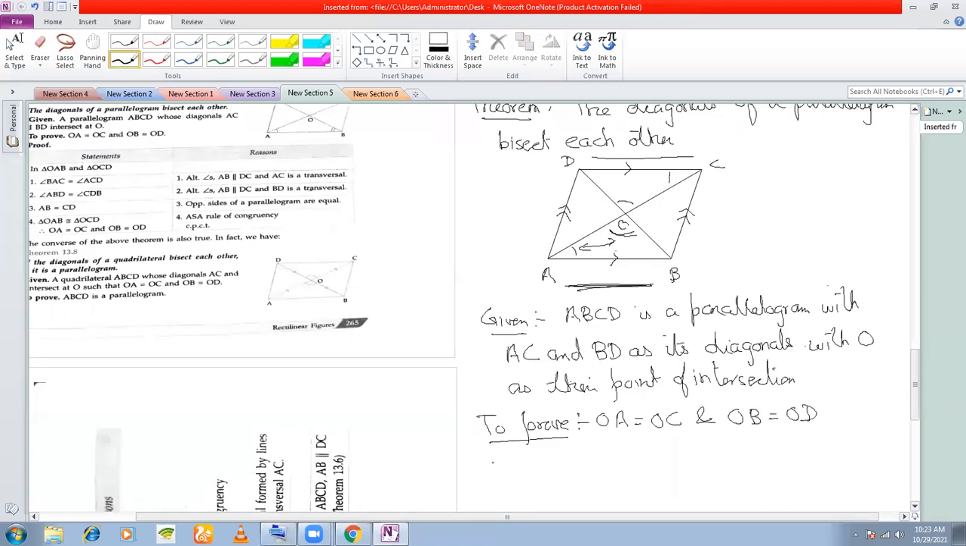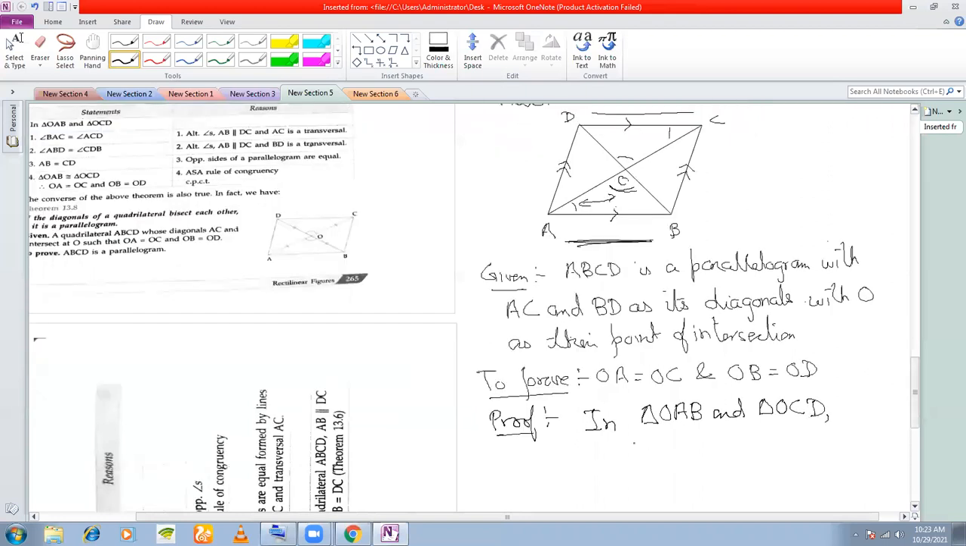Proof. In triangle OAB and triangle OCD, angle AOB is equal to angle COD, vertically opposite angles. Okay. Next, angle OAB is equal to angle OCD, alternate angles.